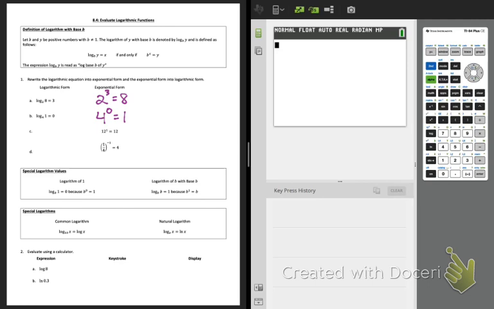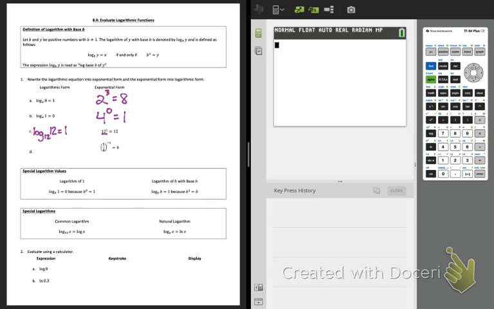So 12 to the first equals 12. Well, I have a base of 12, which means the base of my logarithmic function has to be 12. It's set equal to the exponent, so I'm going to set it equal to 1, and then whatever I have left over, that's the number that's going to go here in the middle before the equal sign. So I'd read this as log base 12 of 12 equals 1.